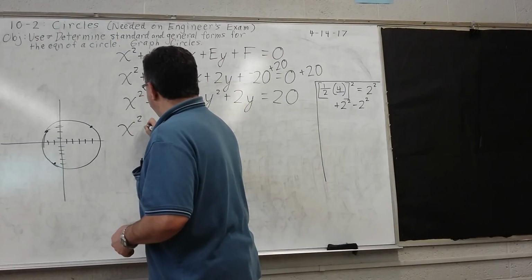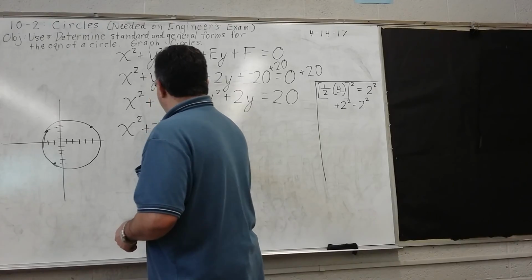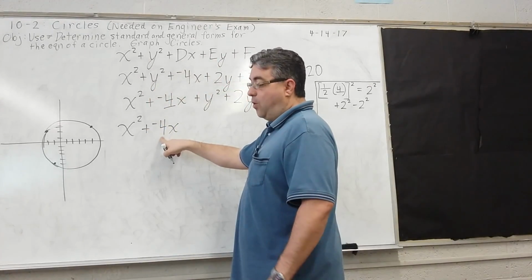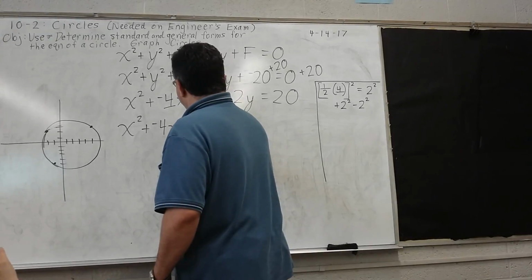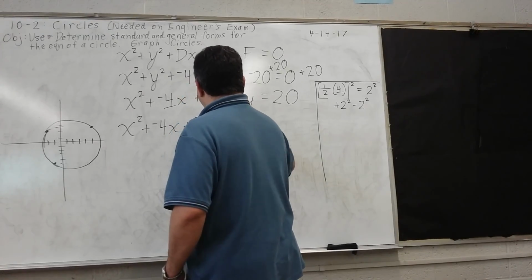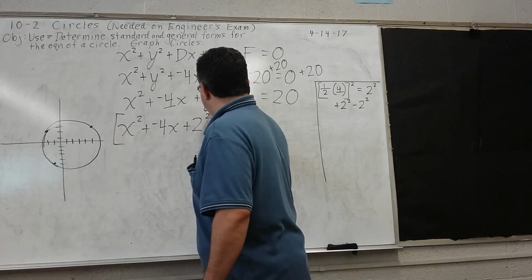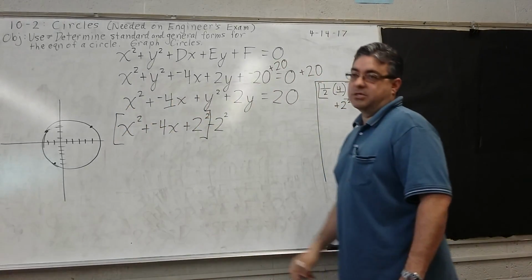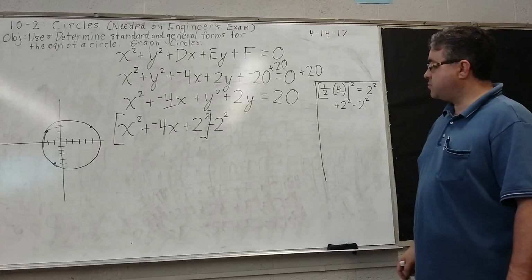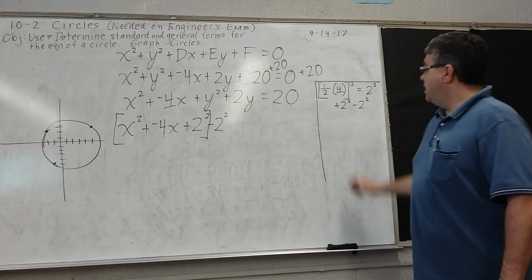So it's x squared plus negative 4x, and then half of 4 is 2, so plus 2 squared minus 2 squared. And here is the completed square.